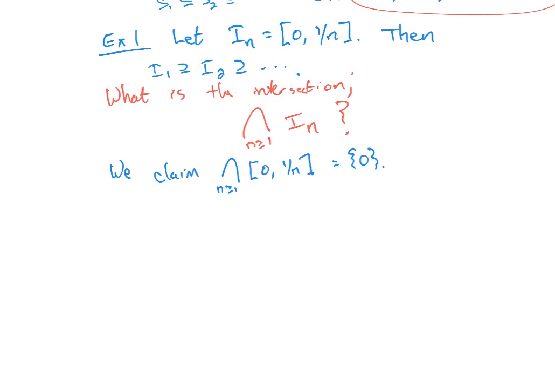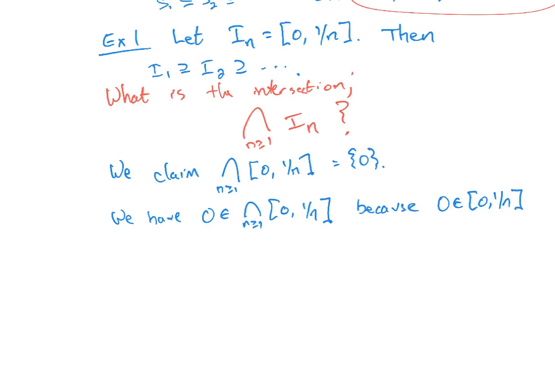First, why is 0 in there? It's just to see if you're awake yet. 0 is in every interval. Yeah, it's in all of them. That's the definition of intersection. Okay, now, why isn't anything else in there?